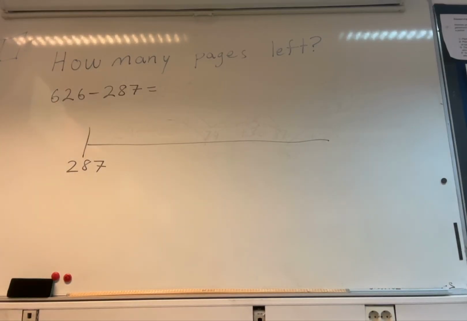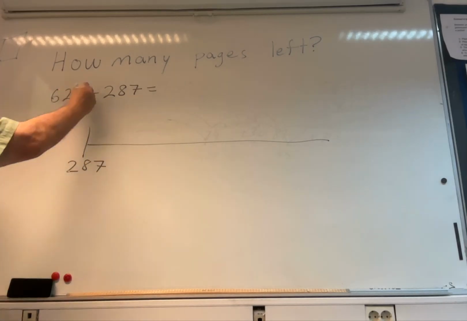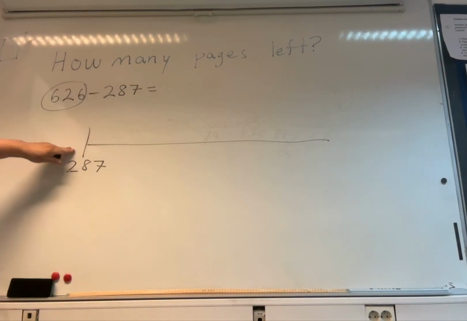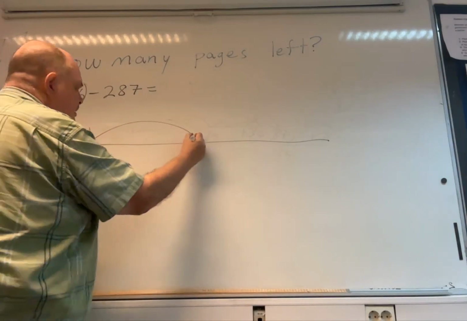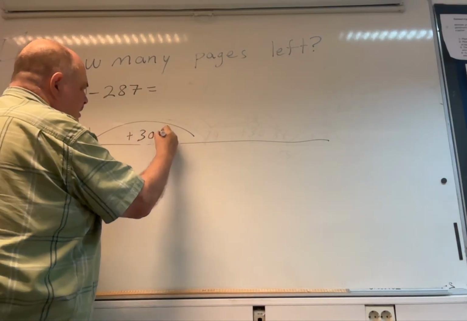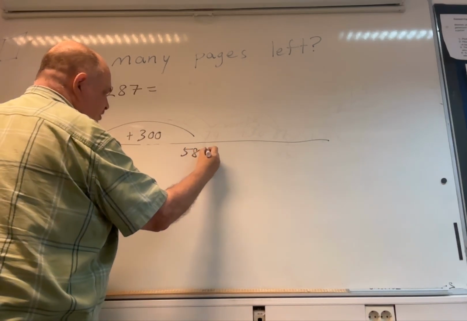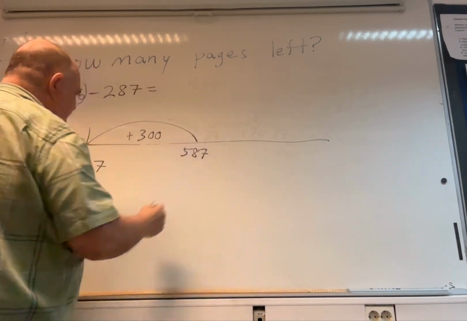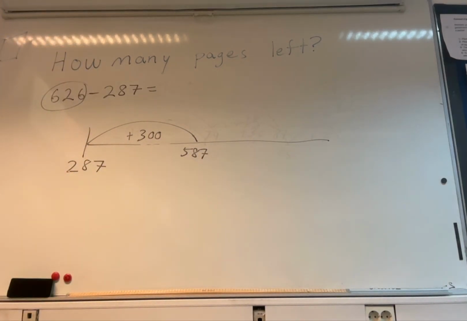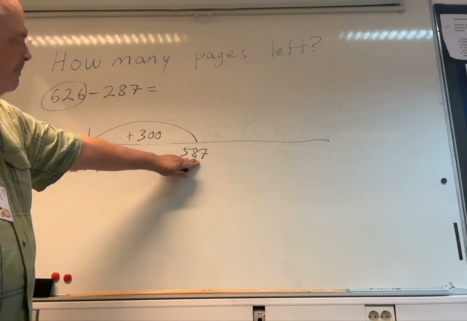How many can I add to it in hundreds? 400. No, that would give me 687. That's more than the target number. I got to keep it under that. So how about 300? We'll try with 300. Plus 300. 300 plus 287 is 587. So I didn't have to change the 87 because I was only adding to the hundreds, okay? I'm already quite close. What I like to do is get to even numbers.